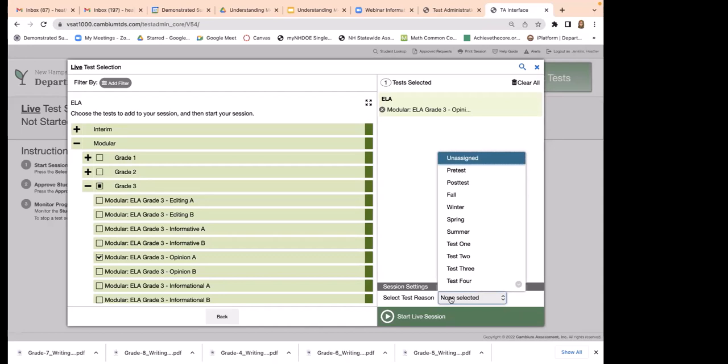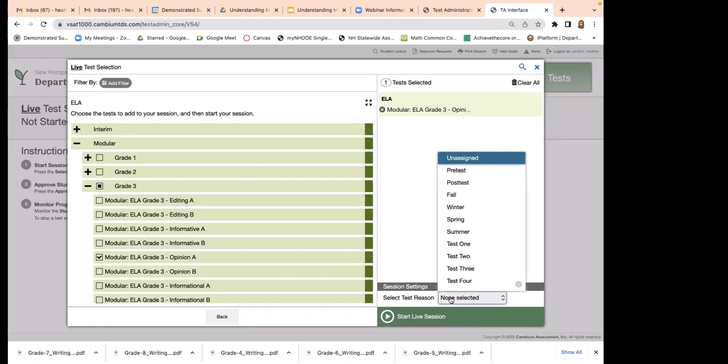You do have to pick one. But what happens is, depending on what your test reason is, the students that have all the same test reason will show up in the same section of the reporting portal. So where this becomes important is, if I am a third grade teacher and my whole team is doing a third grade opinion writing modular, we all want to choose the same test reason so that the information and the results show up in the same area and we can look at them all compared to one another.